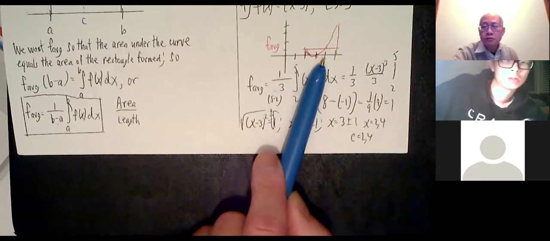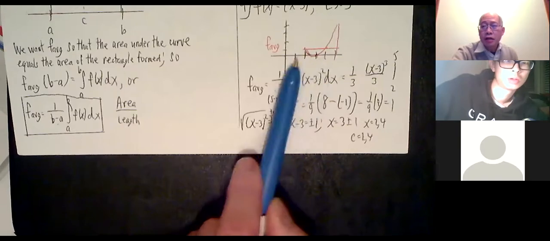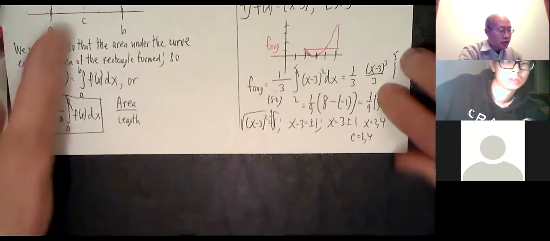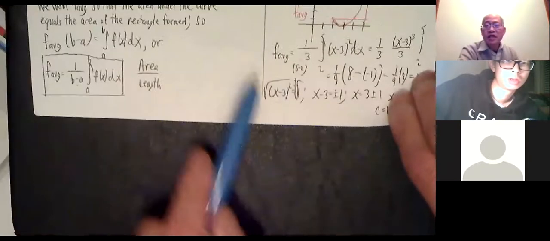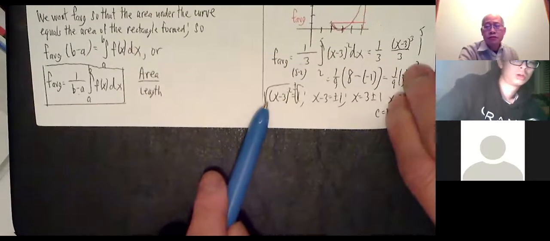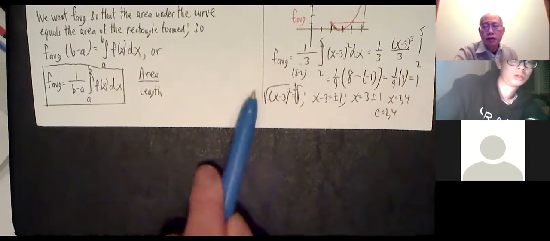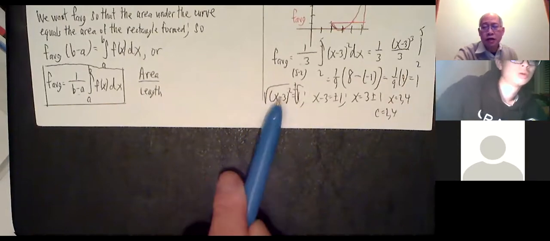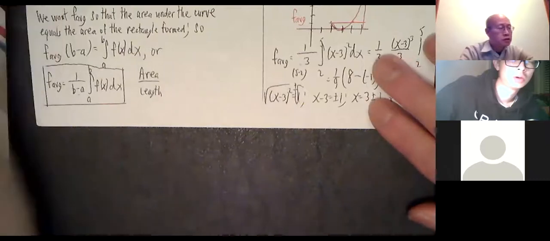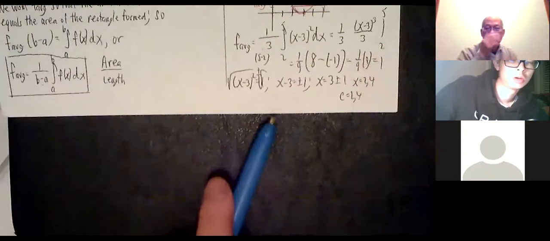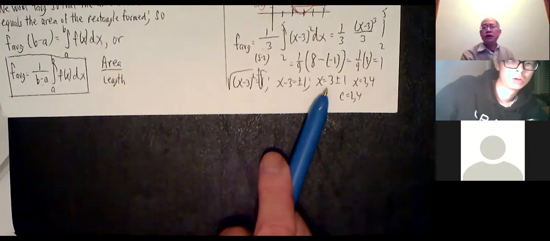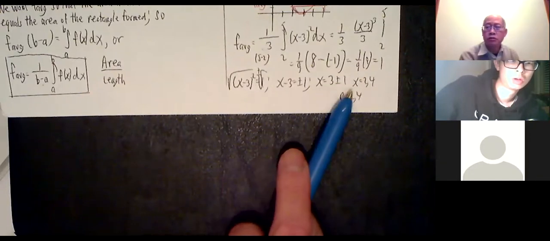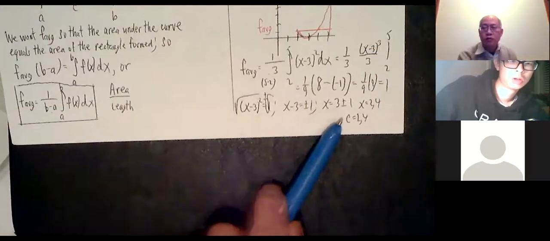But how would you prove that? So I just take the function (x minus 3) squared, and I just set it equal to 1. So (x minus 3) squared equals 1. Take the square root of both sides, put a plus or minus. x minus 3 equals plus or minus 1. And add 3. So x is 3 plus or minus 1. 3 minus 1 is 2. 3 plus 1 is 4. So the c values, plural, would be 2 and 4.